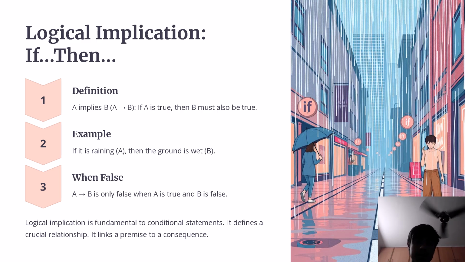Logical implications: if-then. Definition, example, and when false. A implies B, written A → B. If A is true, then B must also be true. Example: if it is raining (A), then the ground is wet (B). A → B is only false when A is true and B is false. Logical implication is the foundation of conditional statements. It defines a crucial relationship. It links a premise to a consequence.